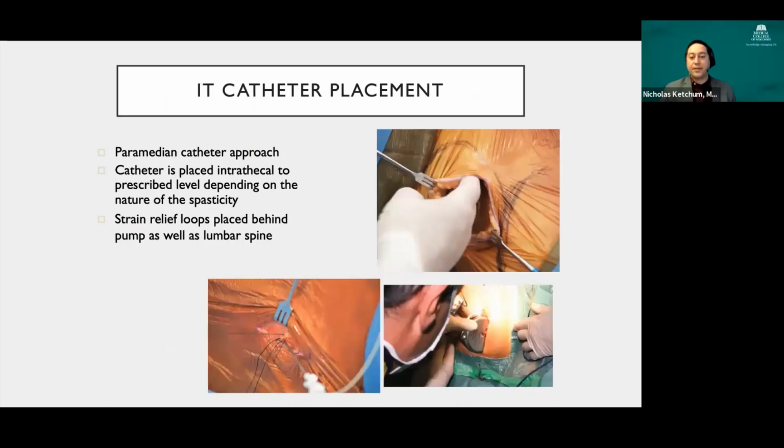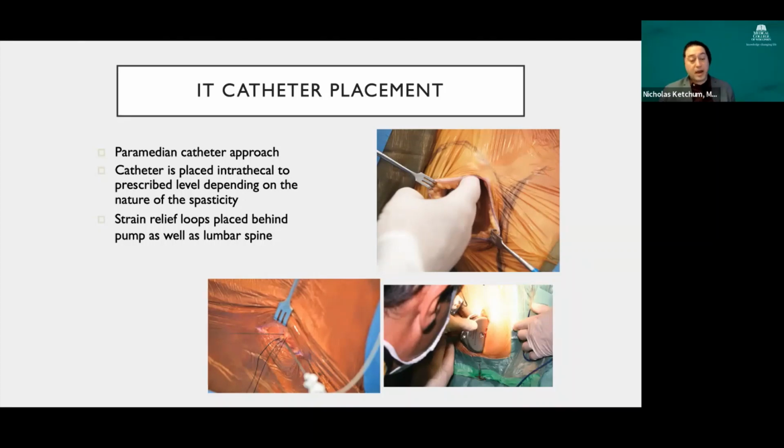With the catheter placement, again similar to intrathecal pain pumps, the catheter is placed in a paramedian approach. You don't want to go directly median at that L3-4 level, or else the flexion and extension of the spinous processes can act as a fulcrum and splice the catheter. So you want to go right next to the median. Using fluoroscopy, the catheter is placed with a guide wire up to the previously decided spinal level.